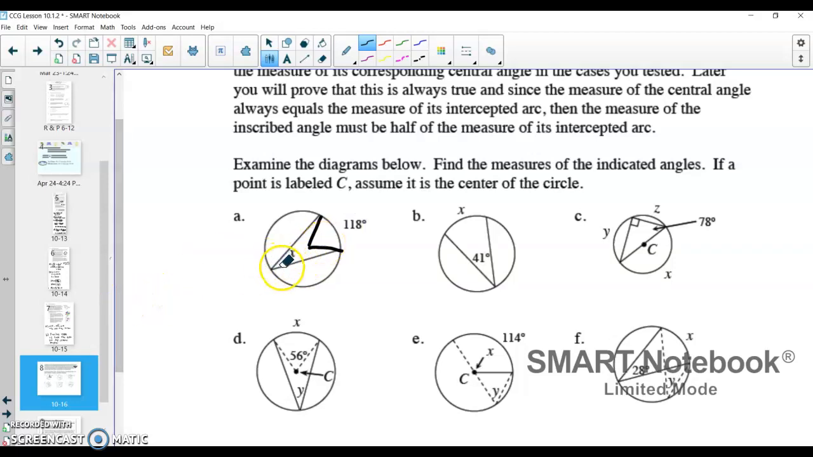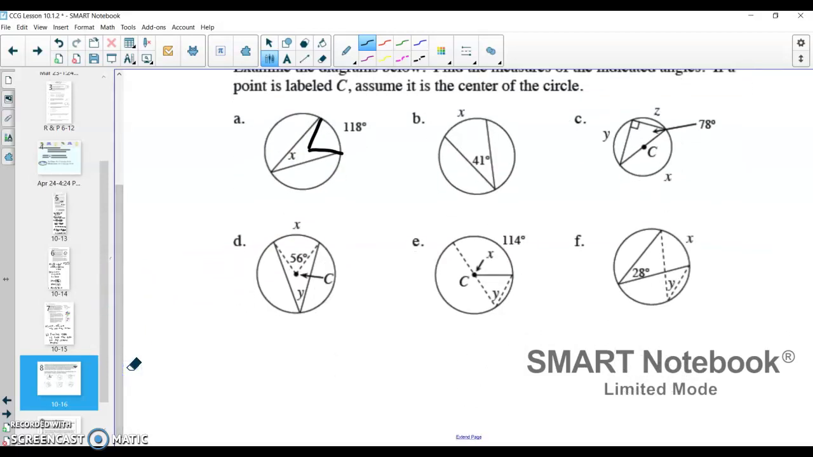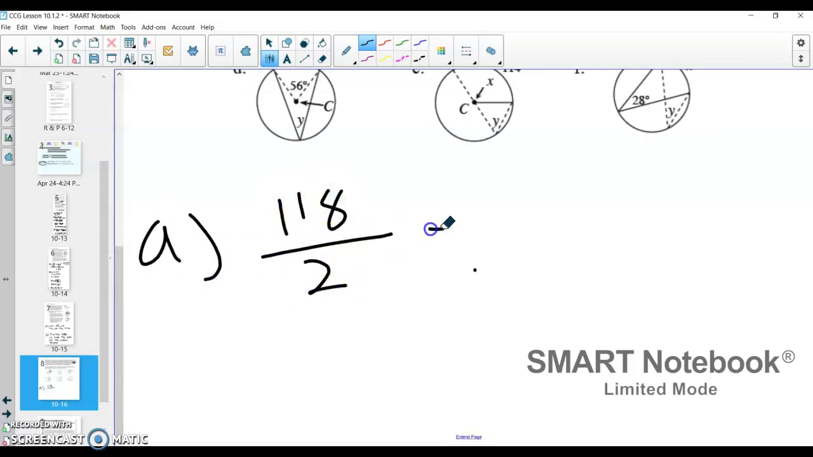So if I'm looking for x, that inscribed angle, what I have to do is cut 118 in half. So for part A, I have to do 118 divided by 2. I should be able to do this in my head, but I don't think I can. I believe this is 59 degrees. I'm going to write it and then check it. So 118 divided by 2, yeah, 59.